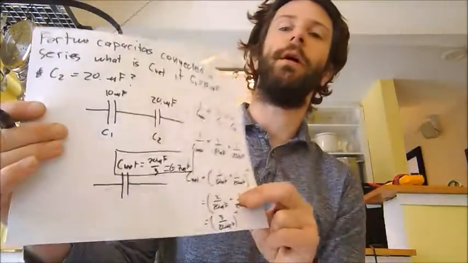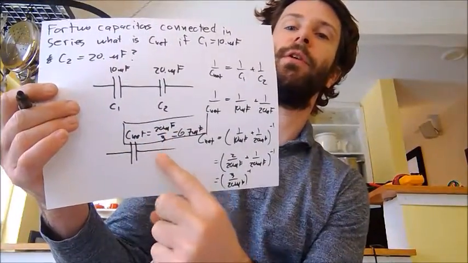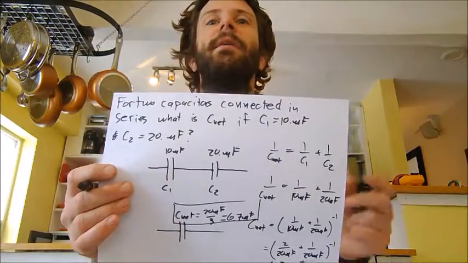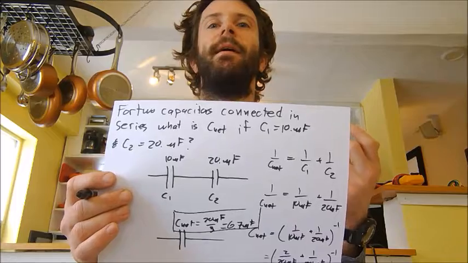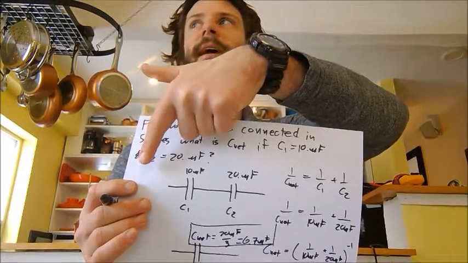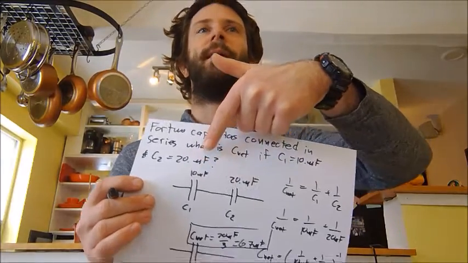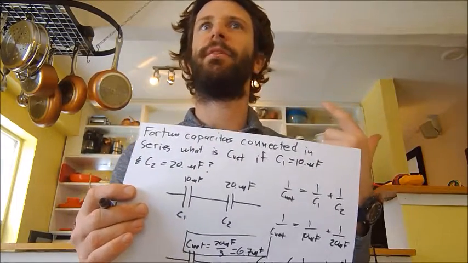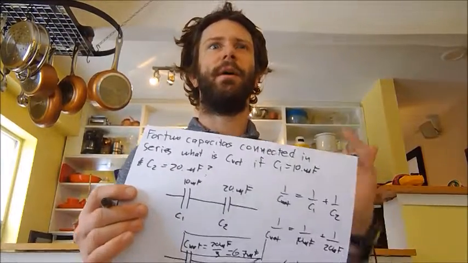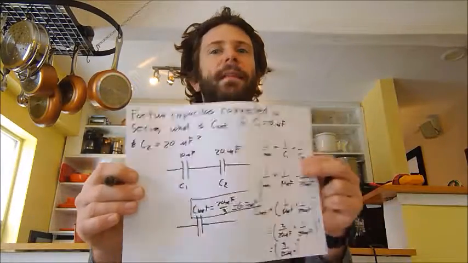We'll put a box around that, right? So 20 over 3, 6.7, and that's consistent with what we said, because didn't we say that C net is going to be less than C1 and C2? C1 is 10, C2 is 20, C net is 6.7, which is less than 10 and less than 20.